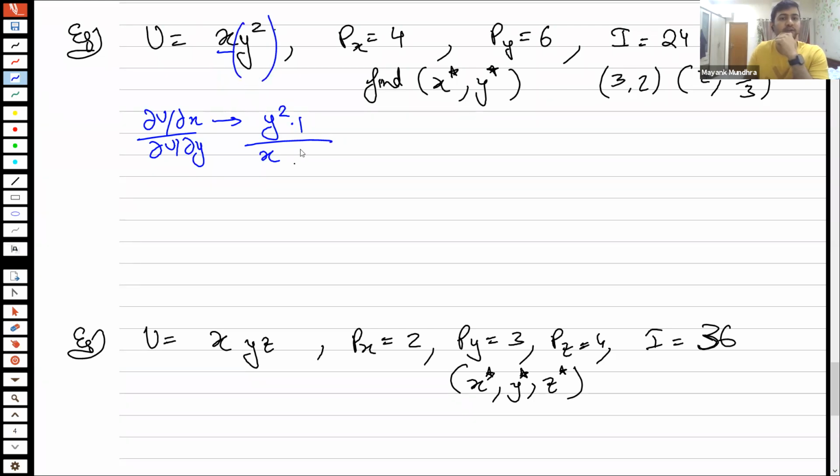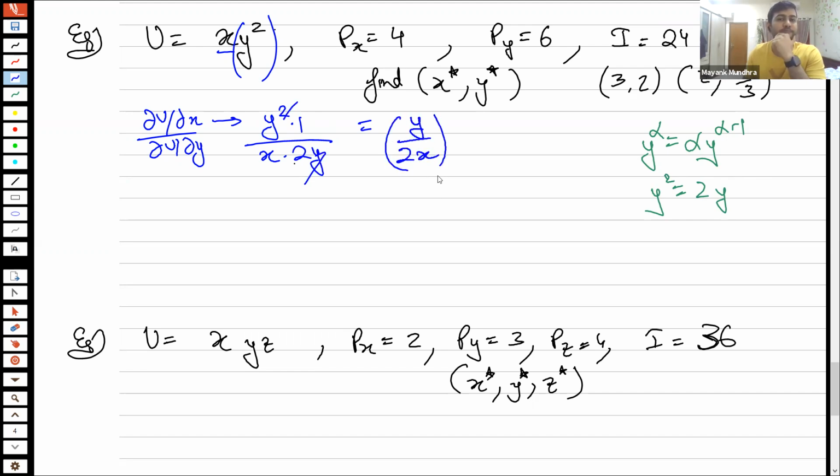So I'll write X as it is into differentiation of Y square. Remember that differentiation of Y to power alpha is alpha Y to power alpha minus 1. So differentiation of Y square will be 2Y to the power 2 minus 1, so that is just Y to power 1, which is Y. So X into 2Y. So this becomes Y square by 2XY, and Y gets cancelled, so this becomes Y by 2X. And this should be equal to the price ratio. Price ratio is 4/6.